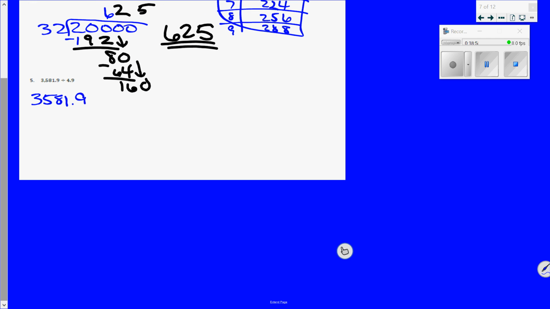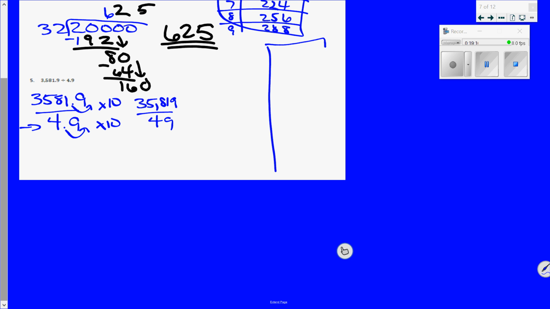3,581 and 9 tenths divided by 4 and 9 tenths. Again, we focus on the denominator. We said tenths. So I'm going to multiply by 10, meaning I just moved my decimal once. So I rewrite it, it's 35,819 divided by 49. Building my table. Super easy.